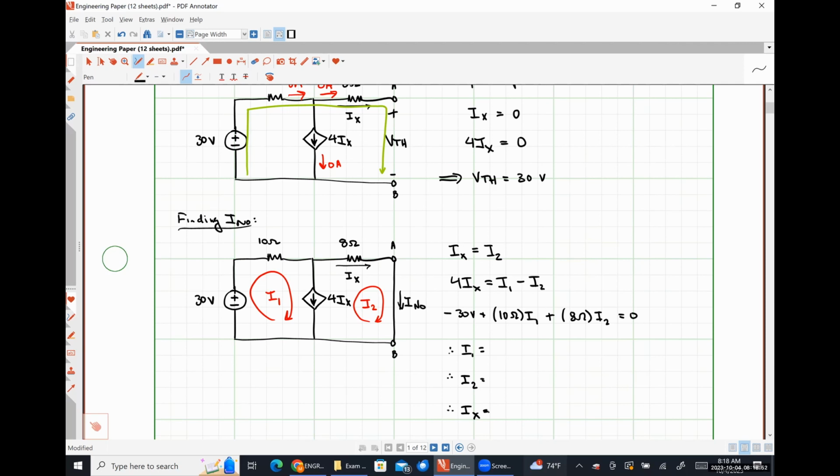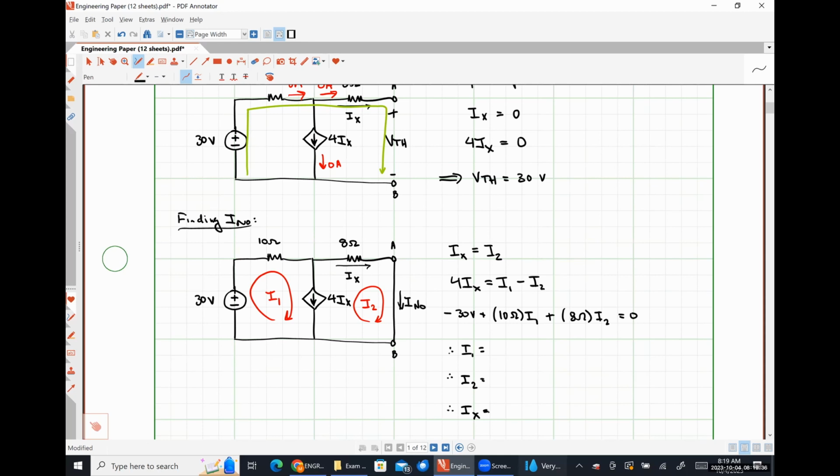So we have 3 equations here. The coefficient for I1 in my first equation is 0. The coefficient for I2 in my first equation is 1. The coefficient for IX in my first equation is -1. When I move IX to the same side as the variables, my constant term is 0. In my second equation, my coefficient for I1 is +1, for I2 is -1, for IX is -4, and my constant term is 0. In my third equation, my coefficient for I1 is 10, for I2 is 8, for IX is 0, and my constant term is +30.